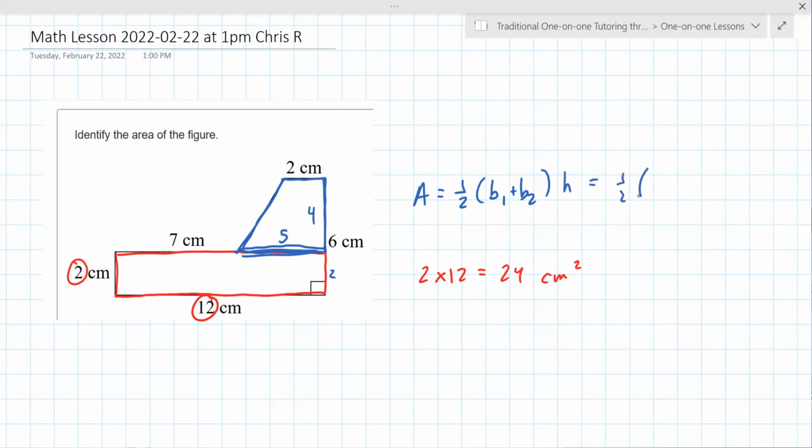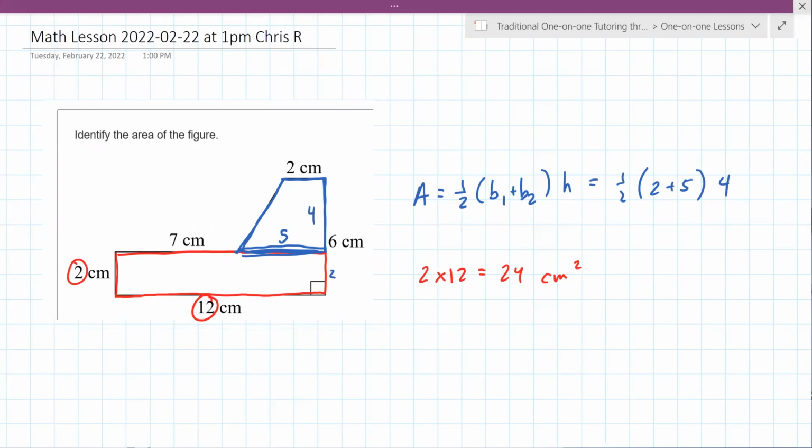So what is your base 1? It's 5 or 2? And 2, yeah. And your height is, actually we do need the height. The height is 4. So go ahead and calculate that, and then we're going to add it to that number and give me your final answer, please. So that's 38 centimeters squared. And that's your total answer? Yep. Cool.